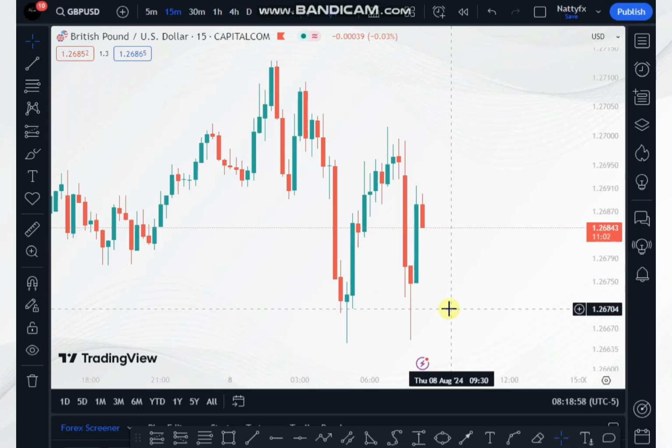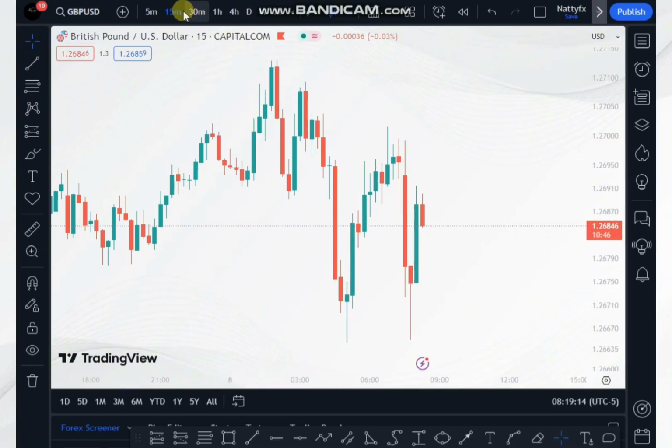So in technical analysis, candlesticks are a fundamental tool in forex trading, and they are used to visualize price action and make informed decisions. A candlestick represents a specific time frame. For example, we have the 15 minutes time frame, the 5 minutes, the 15 minutes, the 30 minutes, the 1 hour, the 4 hours, the daily, the weekly, and the monthly.